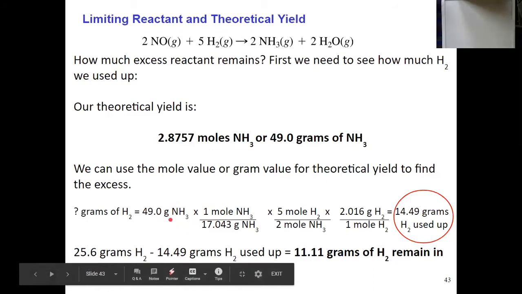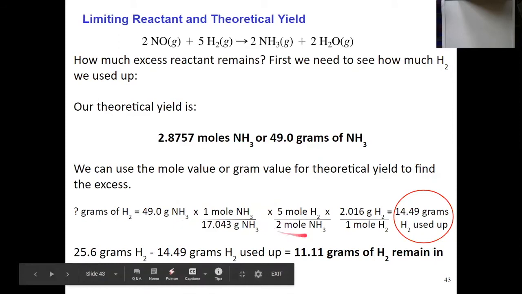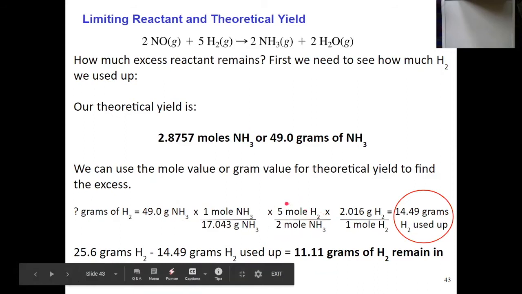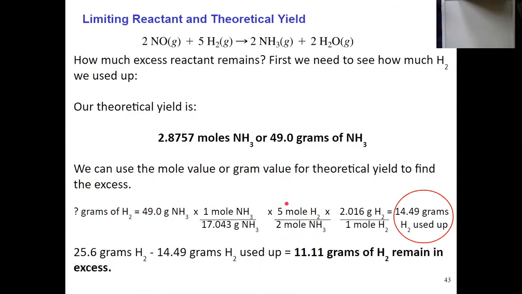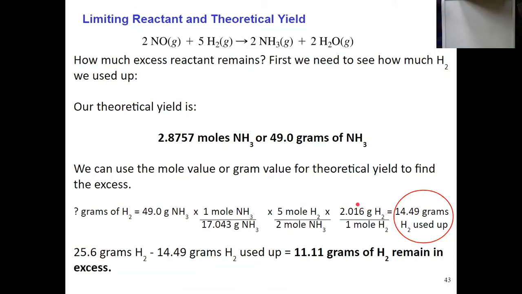Now my first step, I'm going to use my periodic table to convert grams of ammonia into moles of ammonia. Once I have a mole value of ammonia, I'm going to look at my balanced equation and at that 2:5 ratio between ammonia and hydrogen gas. That will tell me how many moles of hydrogen gas I used up. But my initial amount of hydrogen gas was given to me in grams, so I'm going to use the periodic table and convert moles of hydrogen gas into grams of hydrogen gas.